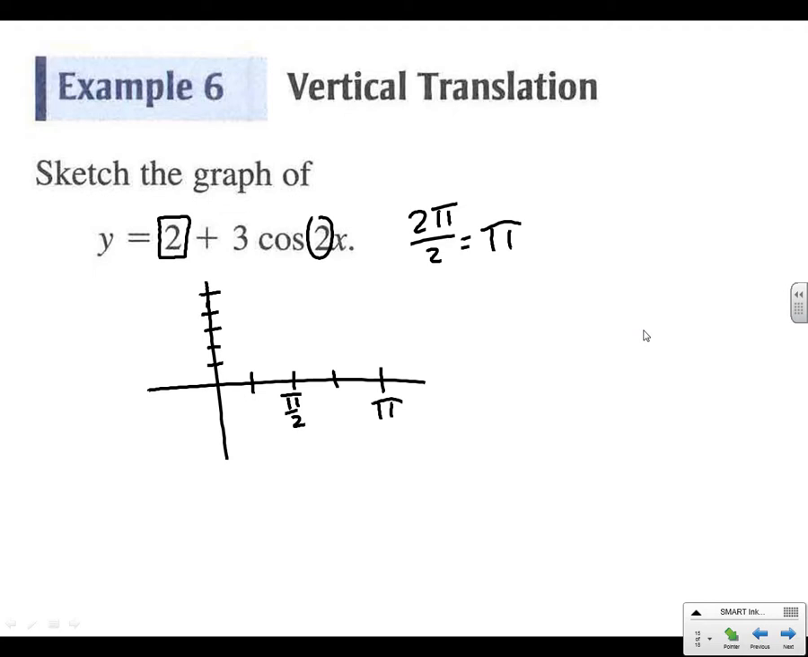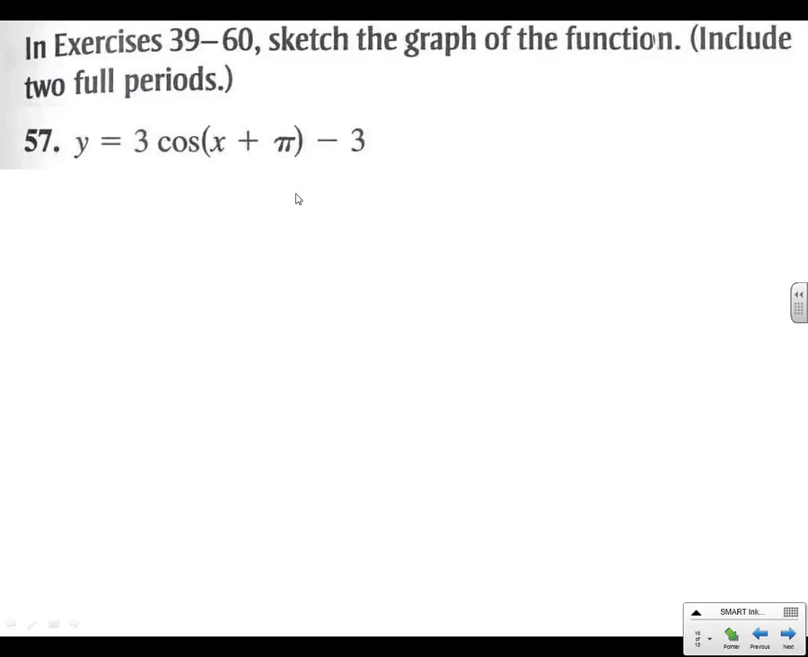Normally we would start high, so we would normally start at 3. We're shifted up more. We're here. Normally we would come back to 0, but that's shifted up by 2. Normally we would go down to negative 3, but that's shifted up by 2 to negative 1. And then let's come back up to finish the 5 important points. Connect your graph, and there you go. See if you can deal with a horizontal translation and a vertical translation on 57.